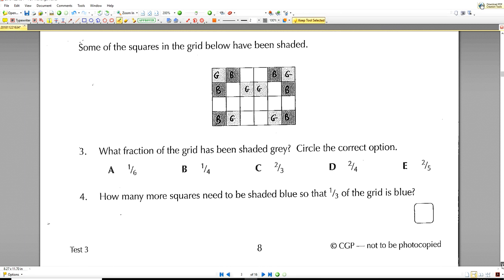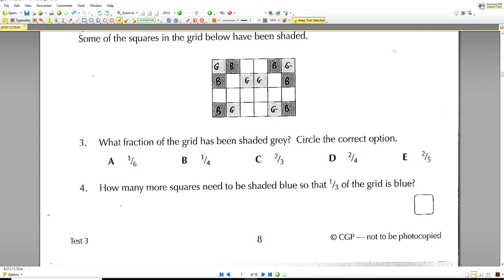Some of the squares on the grid below have been shaded. The B stands for blue because obviously we've not got color copies here. Okay, and G is for gray. Now, what fraction has been shaded gray? So we got 1, 2, 3, 4, 5, 6. So we got 6 gray.